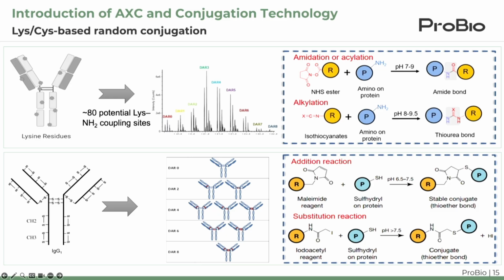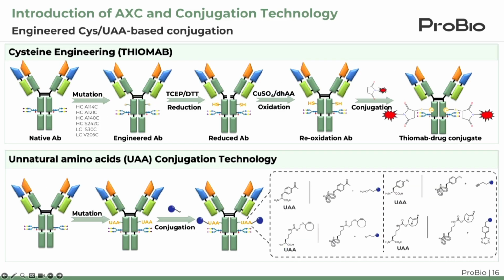So utilizing similar cysteine-based conjugation chemistry, we can introduce engineered cysteines at specific or desirable positions in the antibody to realize site-specific conjugations. The most well-known platform for cysteine engineering is the ThioMab platform, which was developed by Genentech almost 2 decades ago. So there are 3 key steps involved in this conjugation process.